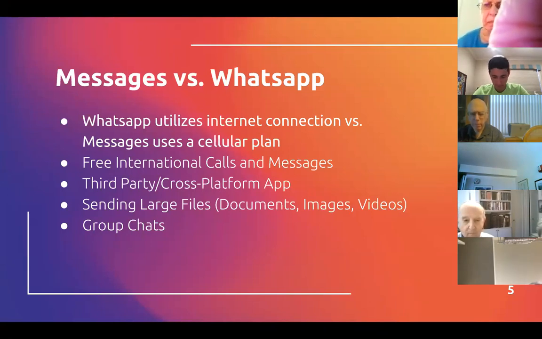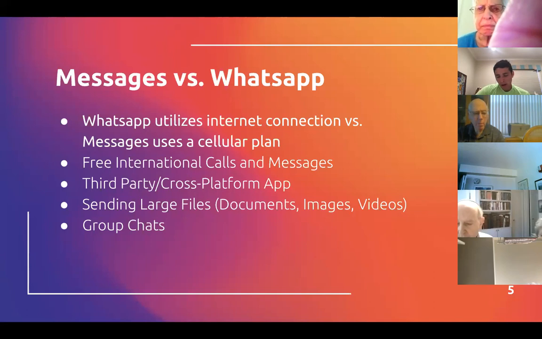First of all, Messages, on your iPhones, is downloaded with the phone. Meaning, when you get your phone, it's there. It's made by Apple, and every time you send a message, it's using your cellular plan, meaning you're paying monthly for cellular data. You might see LTE at the top of your phone. That's all using that service, versus WhatsApp, which is like downloading any app. It's like downloading a game. It's basically just using your Wi-Fi or your internet connection.